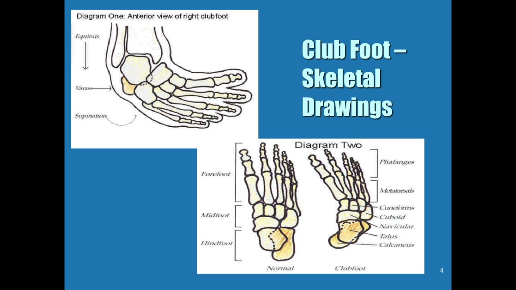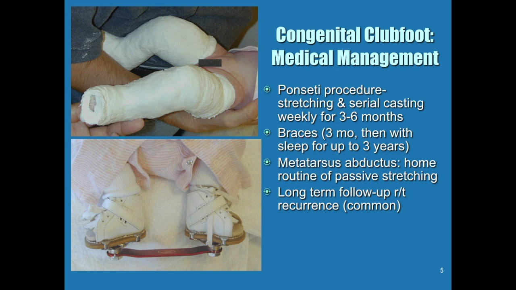Here are some diagrams of what is wrong with the club foot. The medical management of this disorder is to do the Ponsetti procedure, and it's by Dr. Ponsetti. So what they do is they stretch out the muscles, tendons, and straighten out the bones, and then they cast it. And you may wonder, well, how are they going to keep it in place?